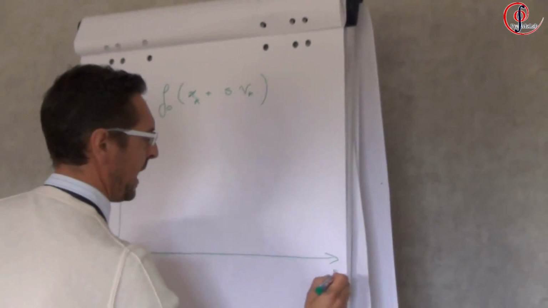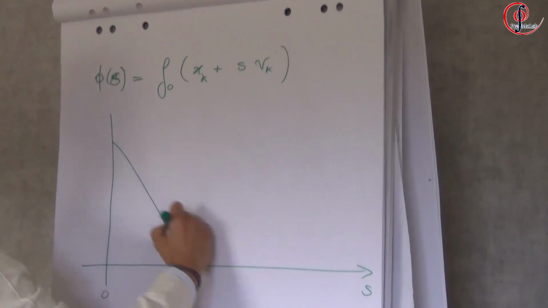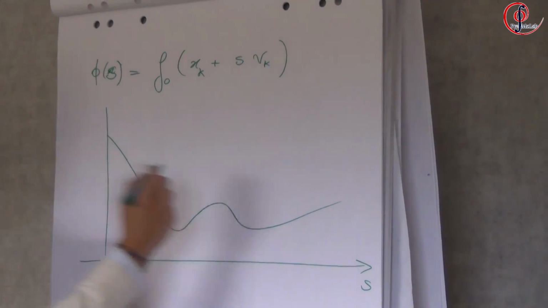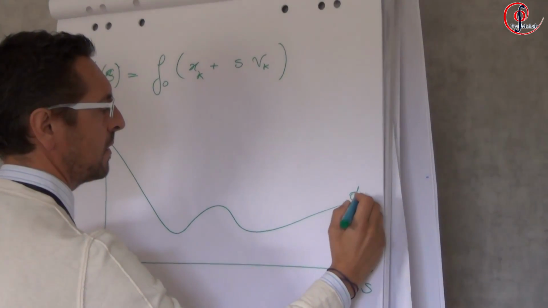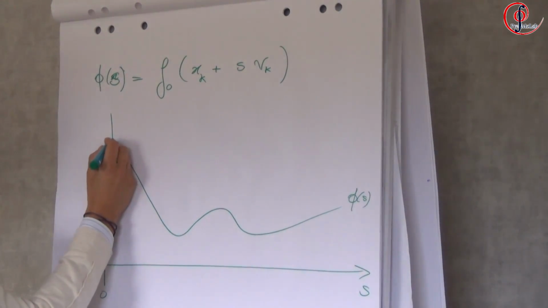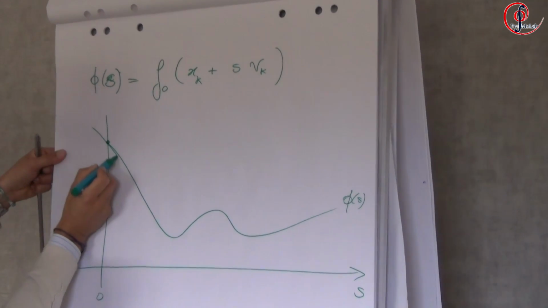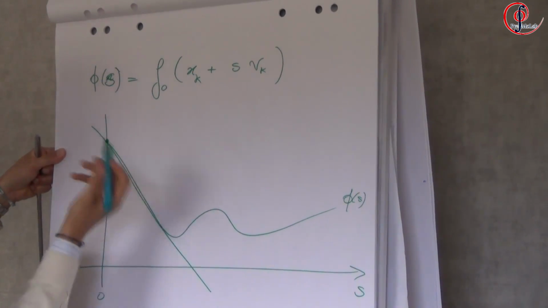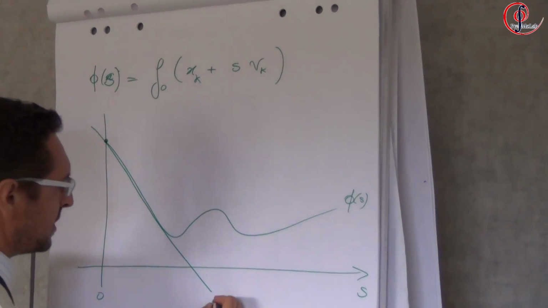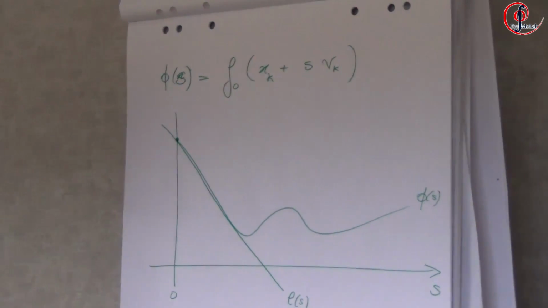So suppose that this is s, this is 0. We have our function phi of s, which may be convex or not. And here at 0, we compute the tangent line. Well, it's not a very nice plot, but anyway, this is L of s, the tangent line at 0.